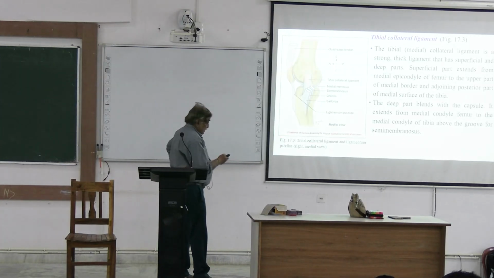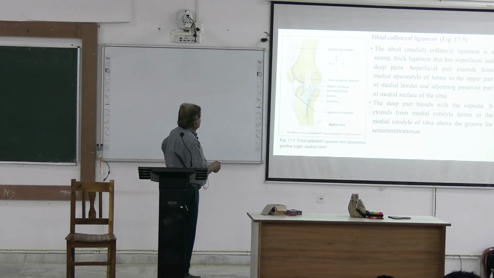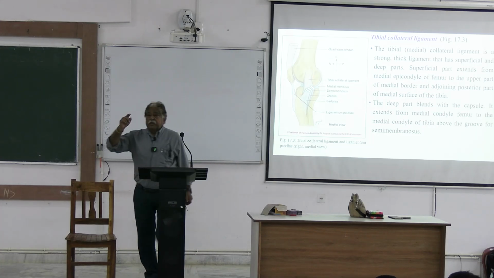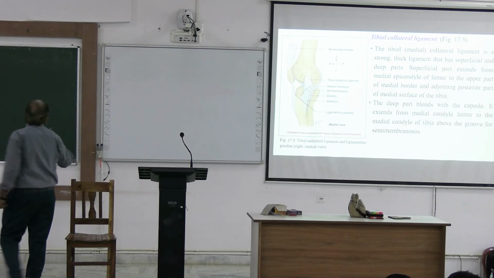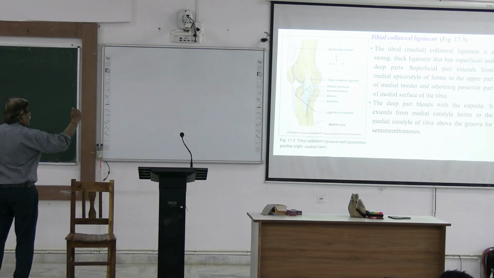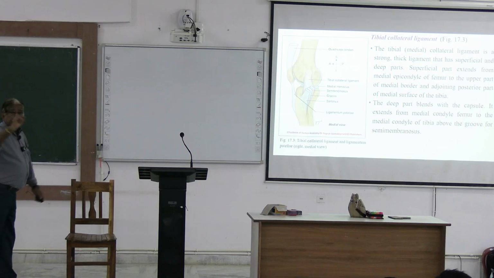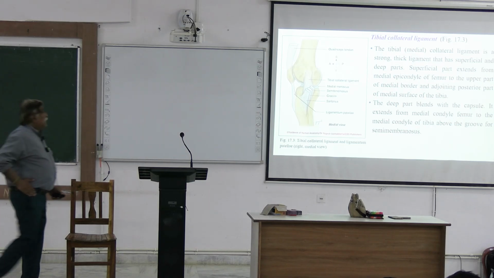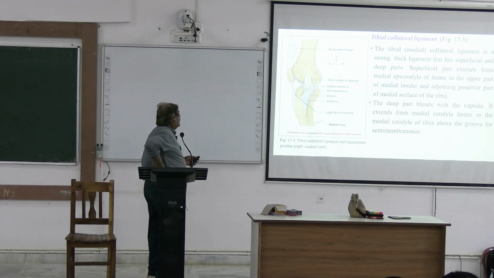Now, tibial collateral ligament. If you see your book, you will see that this diagram is represented by lines. So it's coming from the hip bone and also the femur. Now this is the tibial collateral ligament, medial meniscus, this is the medial meniscus. Medial view, this is the medial view.